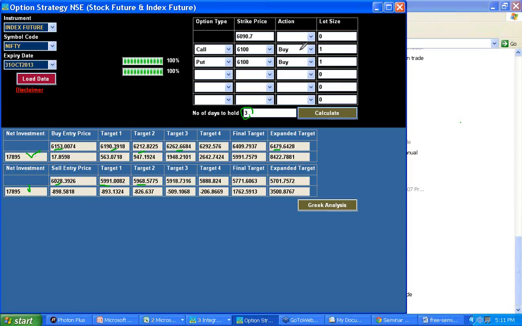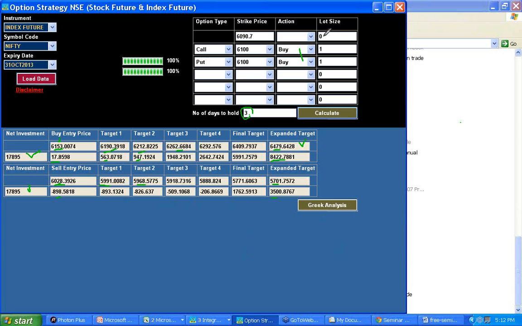So if I am buying a call option and put option, holding for 3 days, if Nifty goes to 6153, I will be having 17 rupees profit. If it falls down to 6028, I will have 900 rupees losses. Same way, if it goes to 6190, I will be having 563, 947. If it goes to 5400, I will have 8,400 rupees profit. At the same time, if it falls down to 5,700, I will have 3,500 losses. And these are the intermediate losses in between also I can get, and profit I will get. So this is a simple call option put option.